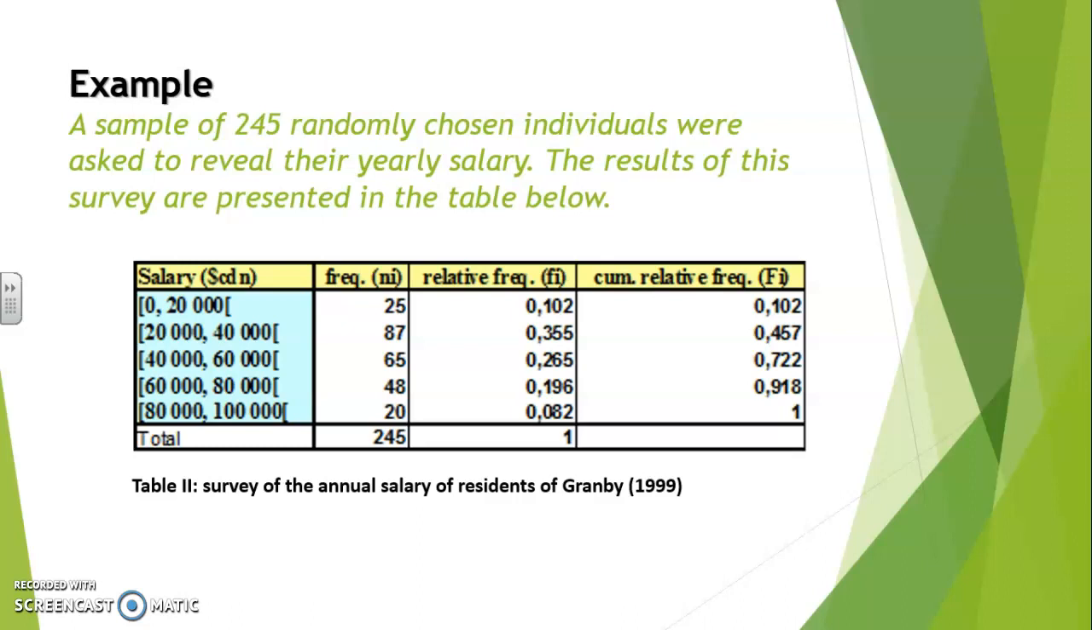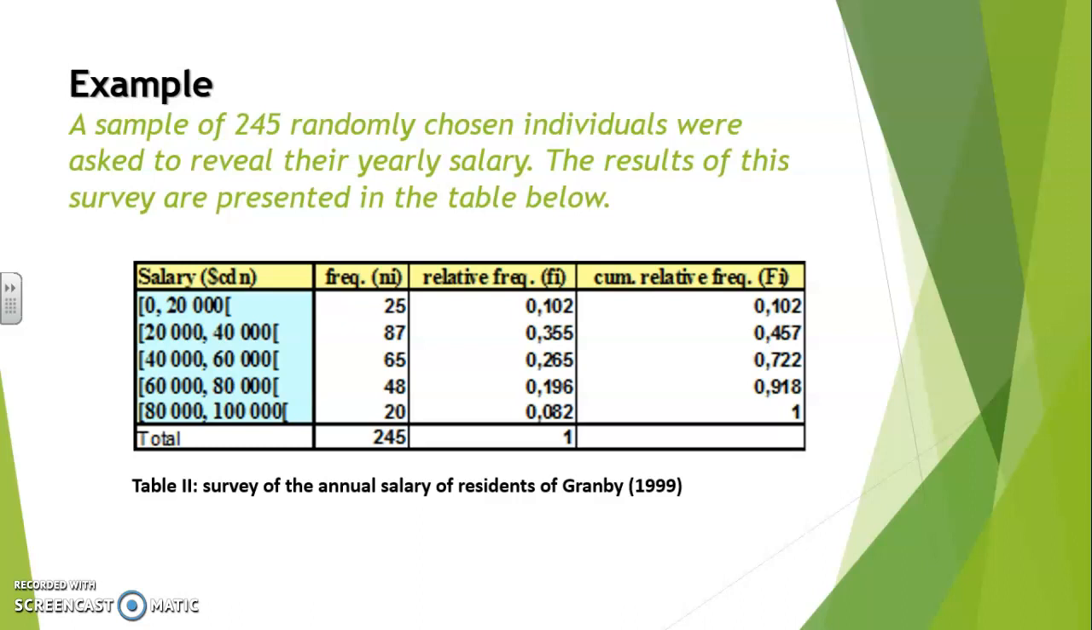25 of the 245 individuals fit into group 1, which consists of salaries going from $0 to $20,000. Since this is a survey, a sample, 245 would be a little n. Once again, the relative frequencies are presented, and this time we have to think of them as the weight of each group or each class. So 10.2% of the individuals are found in group number 1. We don't know exactly each of the individuals' location in that group.